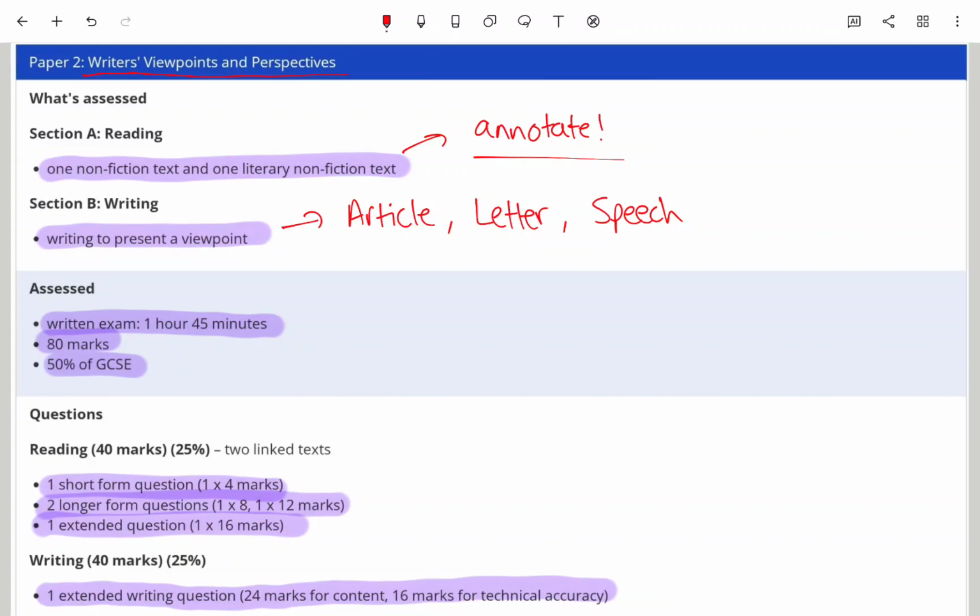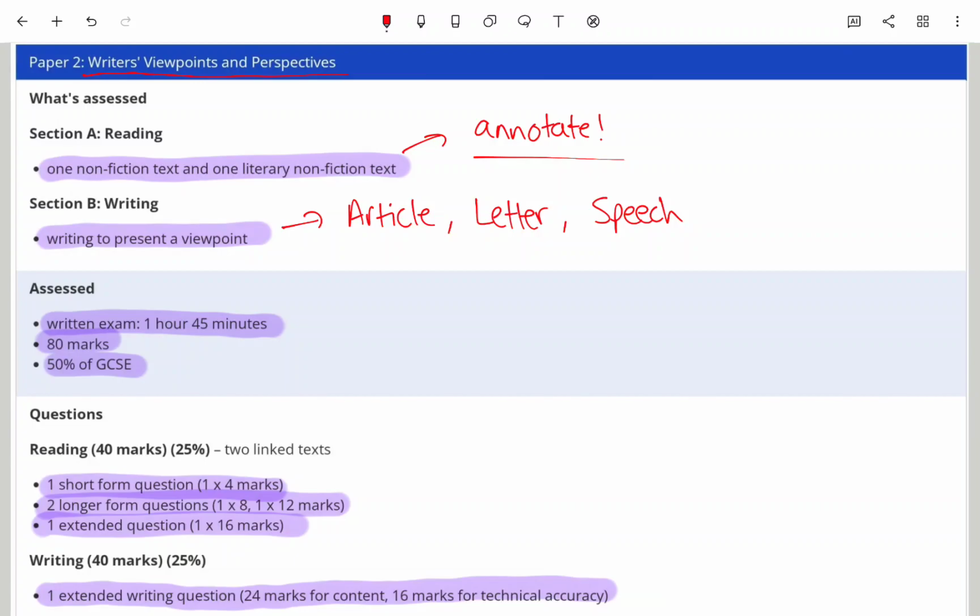In terms of the assessment, how long is it? It's exactly the same. It's 1 hour 45, 80 marks, just like Paper 1, and it's worth 50% of your GCSE. So I have some students who say, sir, I'm better at Paper 1 than Paper 2, or I'm better at Paper 2 compared to Paper 1. Unfortunately, it doesn't work like that. You need to spend 50% of your time on Paper 1, 50% of your time on Paper 2. So start creating a revision plan and start preparing for it from today.